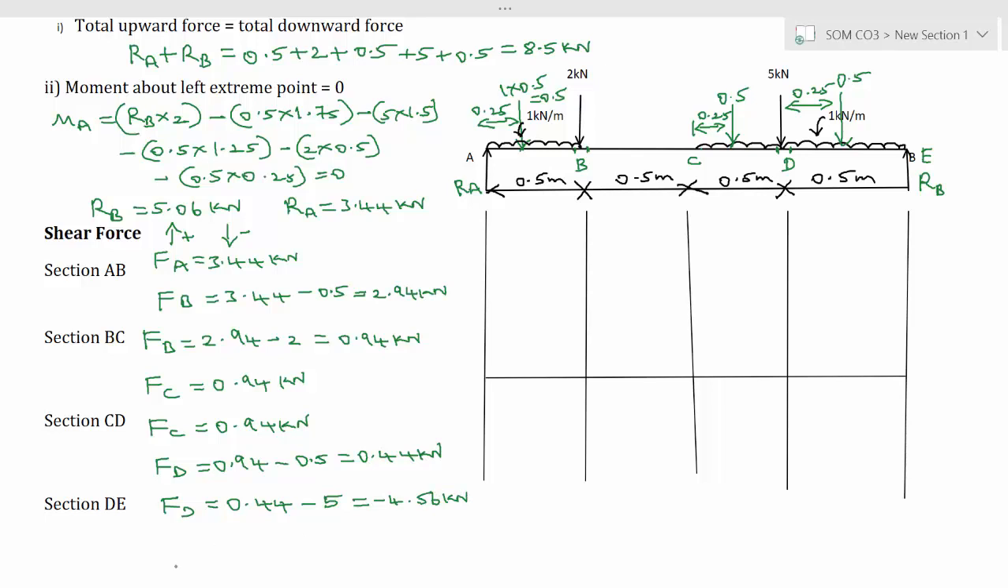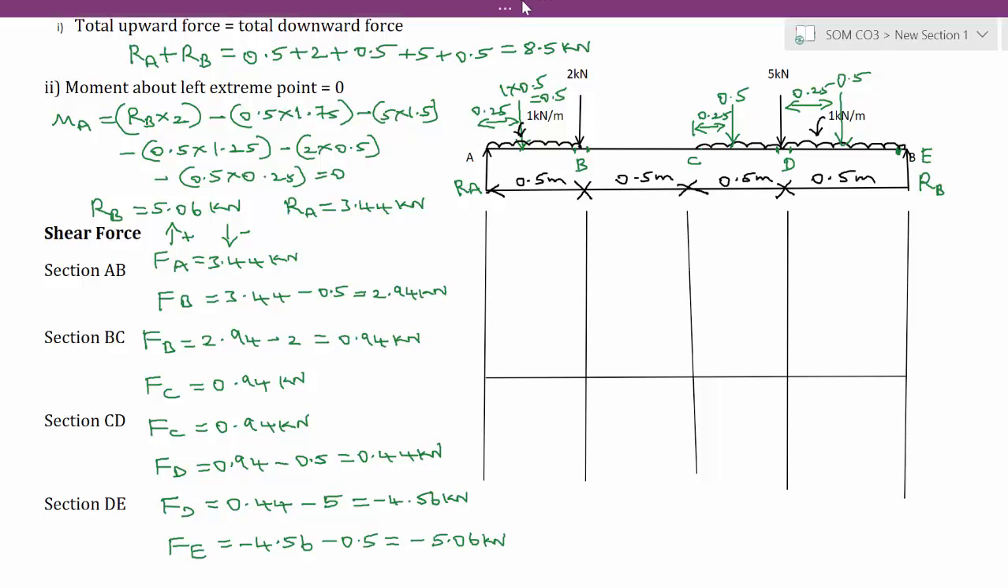Then FE is equal to, in between point D and E, this is actually just before the point E. In between D and E, the uniformly distributed load is acting and its magnitude is 0.5. We already have minus 4.56 and the UDL is acting in the downward direction, so I have considered negative. So the final shear force is minus 5.06 kilonewton. Now we'll draw the diagram.